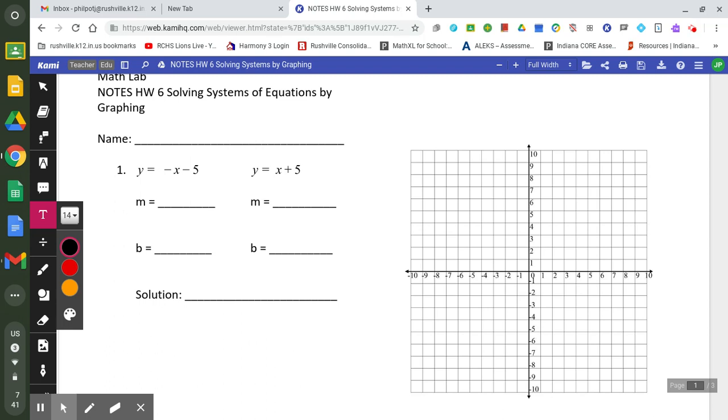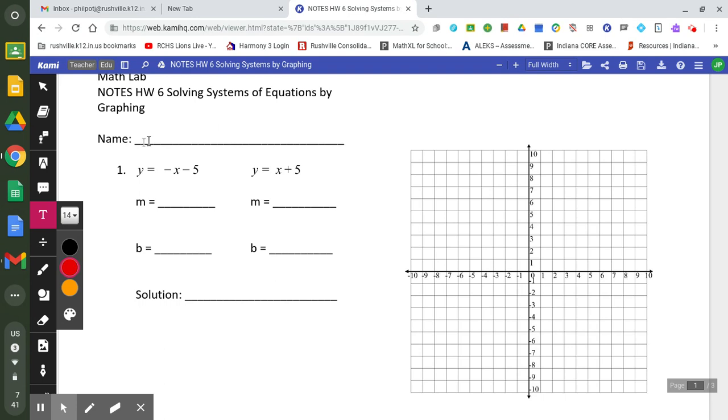This video is the notes for homework 6, which is solving system of equations by graphing. So the first thing that's going to happen is you're going to have a system of equations, which means here's one equation, and there's two equations, and we're going to find the slope and y-intercept of both.